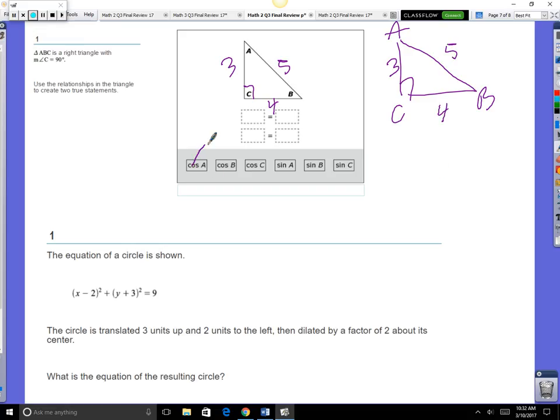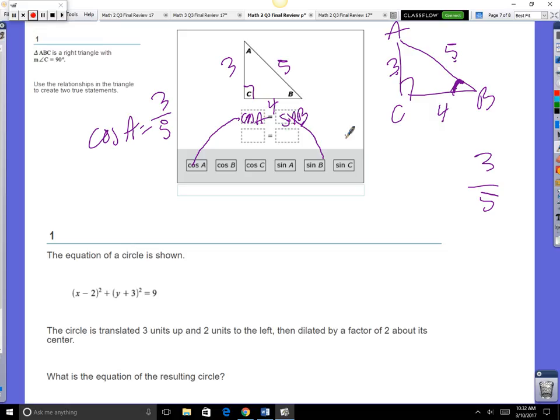If I drag and drop cosine from A, so if I put cosine A there, cosine is adjacent over hypotenuse, so it is 3/5. And in this triangle over here, if I'm going from B to get that same fraction, 3/5, I need to do opposite over hypotenuse. So that would be the sine from B. So drag and drop sine B there.